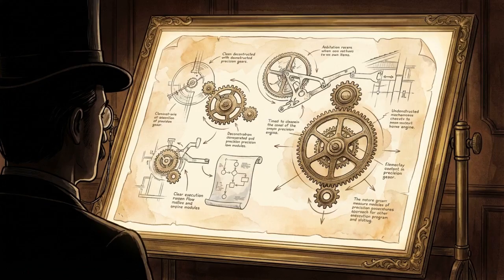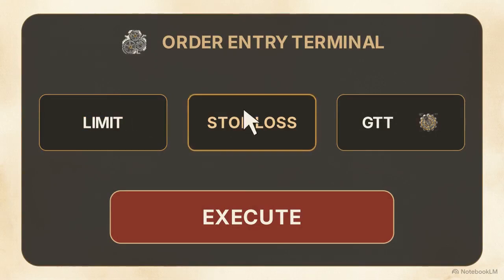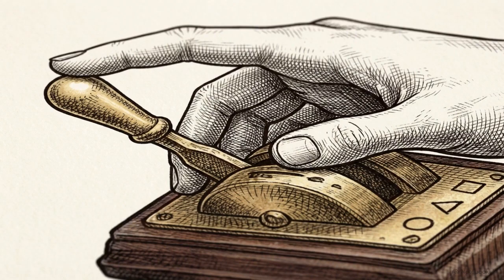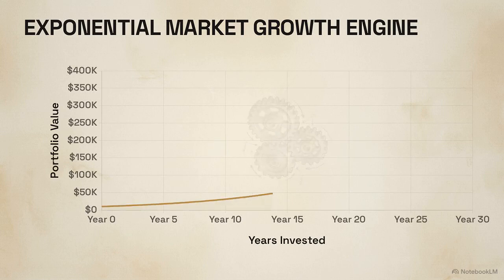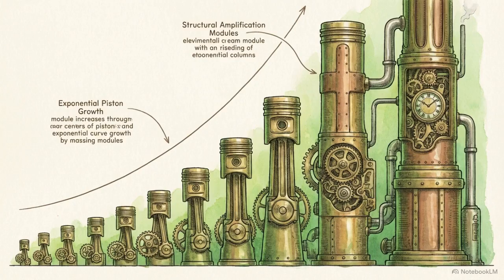Your immediate next step is practical. Open your broker interface today. Practice configuring limit, stop loss, and GTT orders. Do not hit execute. Just navigate the UI to build the physical muscle memory required for actual trading. In our next module, we will move past the terminal and map out the core mathematics of the stock market, exploring the exact mechanics of compound interest.